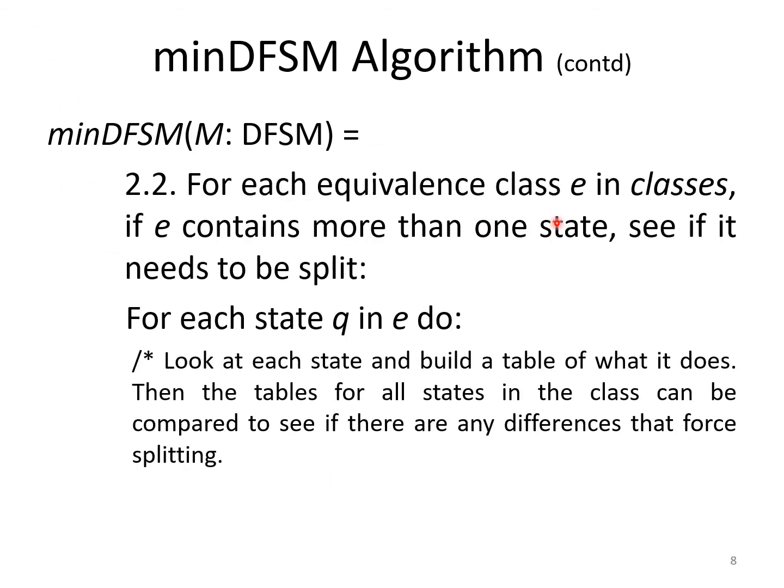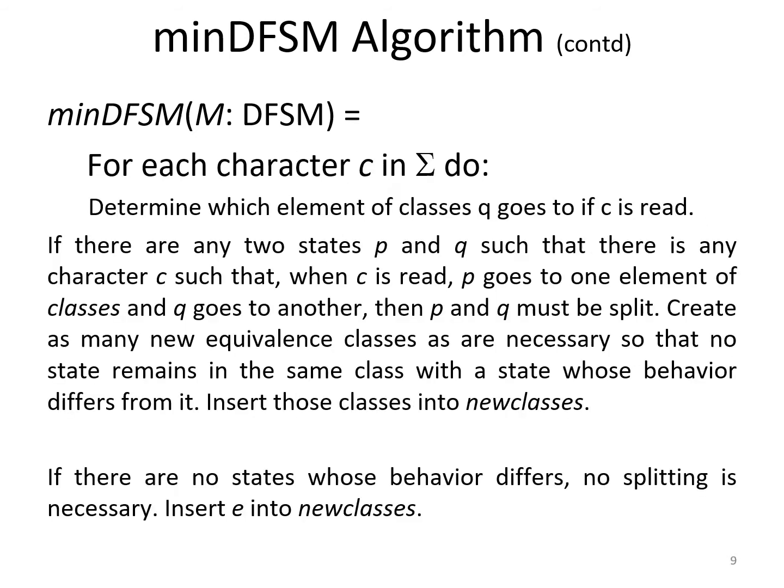For each equivalence class E in classes, if E contains more than one state, see if it needs to be split. For each state q in E, look at each state and build a table of what it does. Then the tables for all states in the class can be compared to see if there are any differences that force a split.